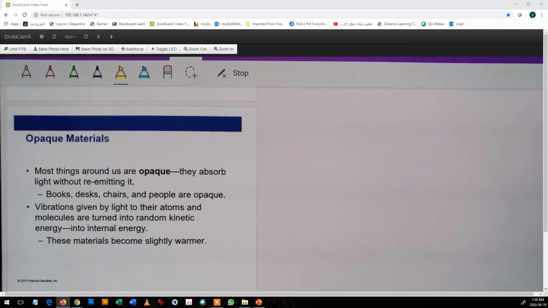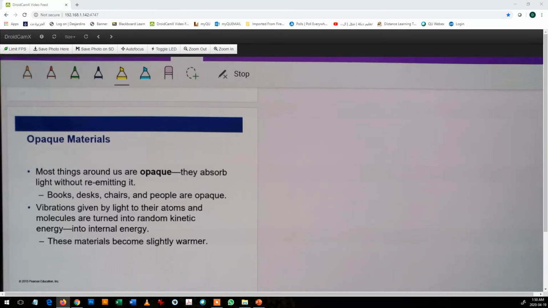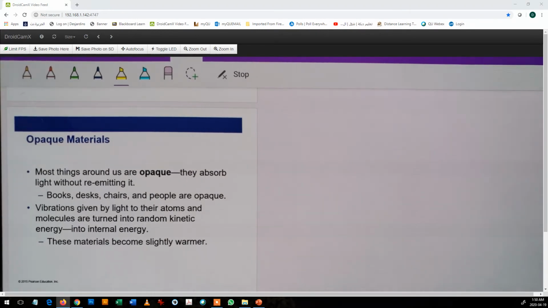Opaque materials, which are materials that do not allow light to pass through them. Most things around us are opaque. They absorb light without re-emitting it. Books, desks, chairs, people are opaque. Vibrations given by light to their atoms and molecules are turned into random kinetic energy, into internal energy. Those materials become slightly warmer.